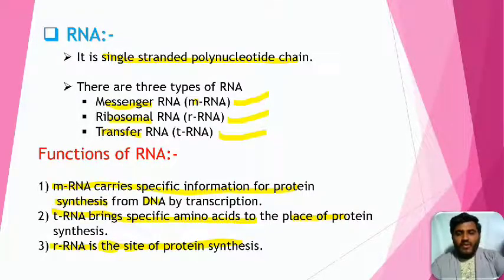I hope you understood. First function is that mRNA carries the specific information from the DNA for protein synthesis. Second, tRNA brings specific amino acids to protein synthesis. Third, rRNA is a site of protein synthesis. I hope you understood.